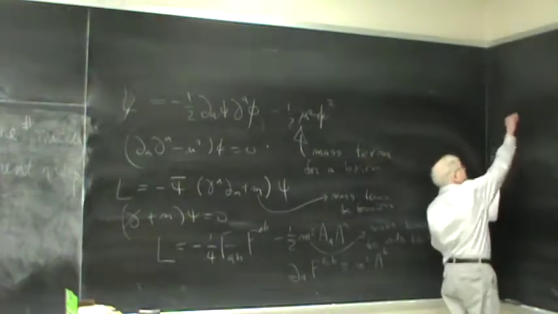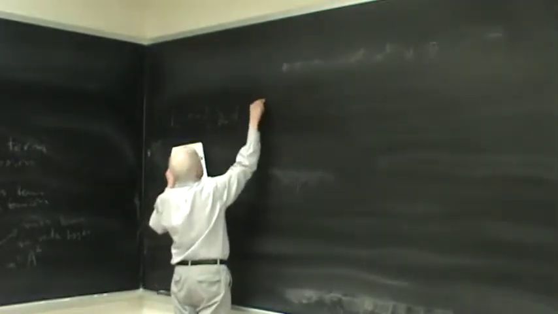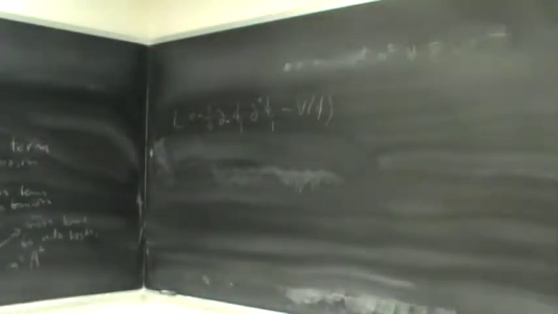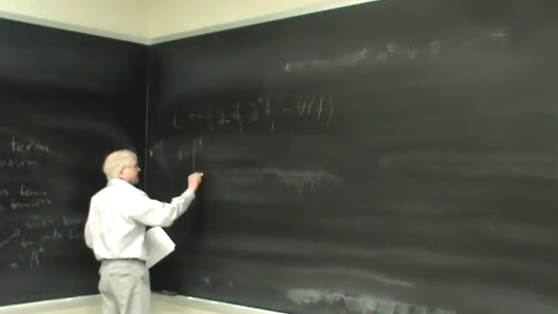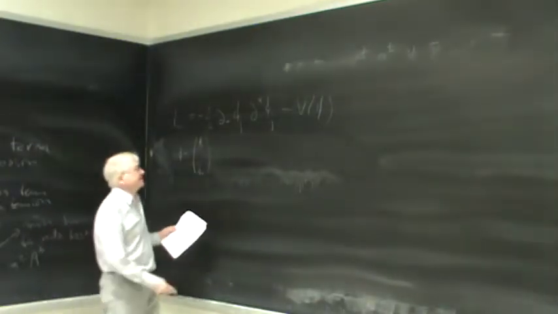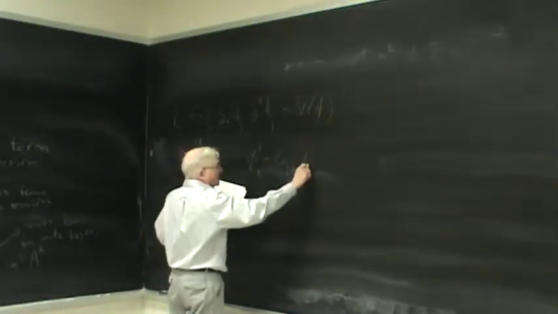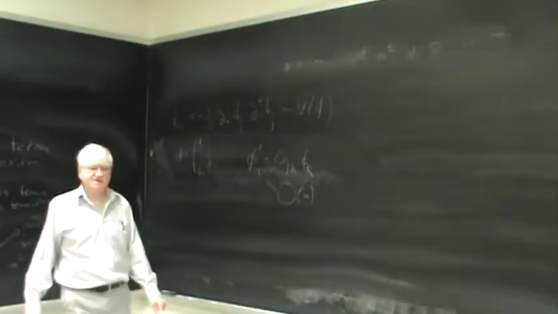So let's suppose that what we have is minus a half d_a phi_j d^a phi_j minus V of phi, where I'm using phi as a vector of n scalar fields, phi_1 through phi_n. This is invariant under the global symmetry phi'_j equals O_jk phi_k, as long as O is an element of the group O(n), the orthogonal matrices that are n by n.